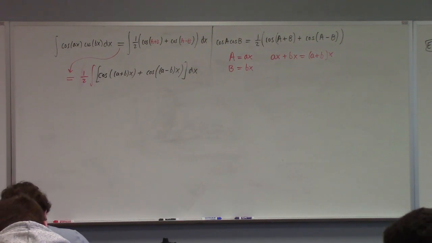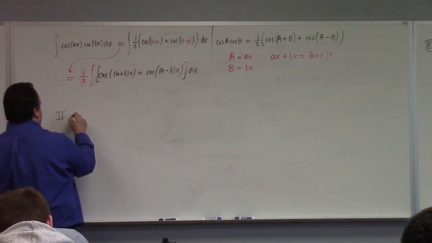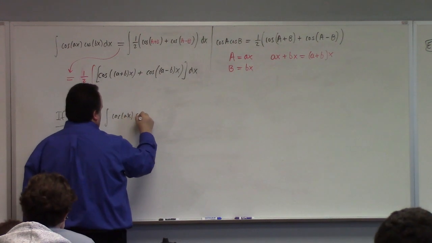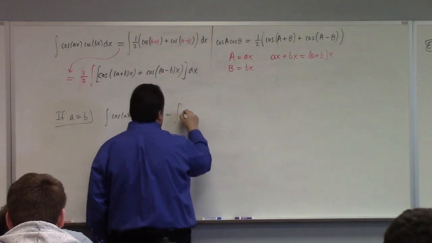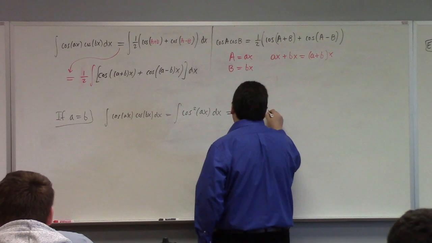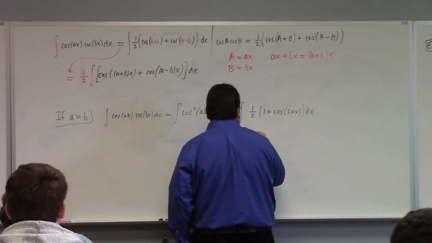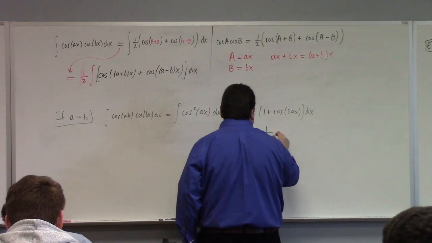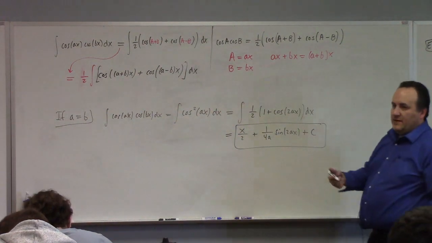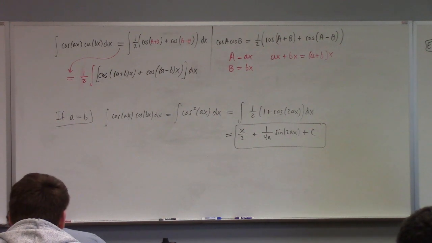I was about to say, if A is equal to B, we need to think about a separate case, right? If A was equal to B, what happens here? We have the integral of cosine AX, cosine BX, which would be just cosine squared of AX dx, right? And then we'd have 1/2 of 1 plus cosine of 2AX dx, which would integrate to x over 2 plus 1 over 4a sine of 2ax plus a constant. But thankfully for you, in problem 360, I said a not equal to b, so you can ignore that.